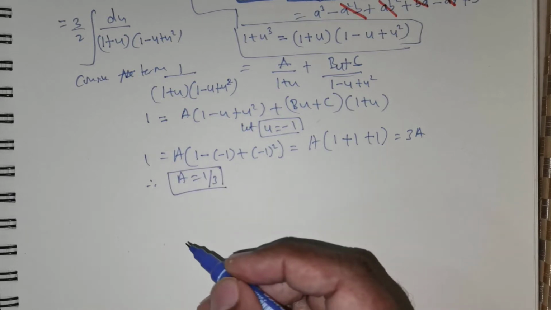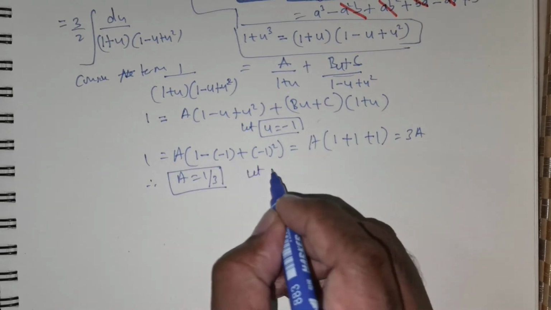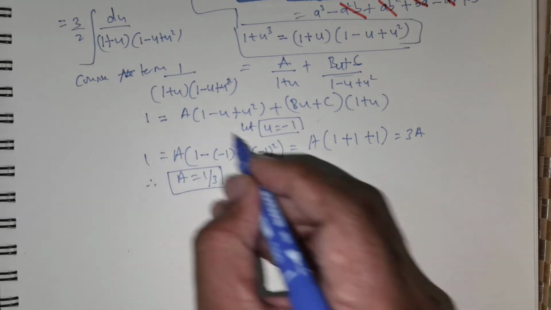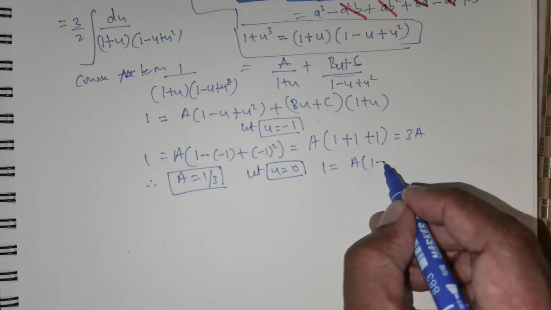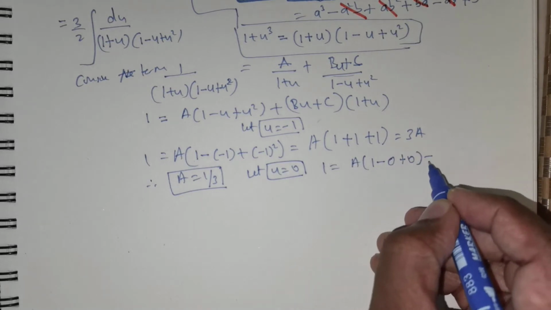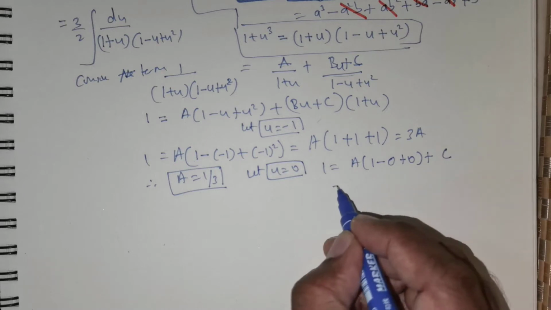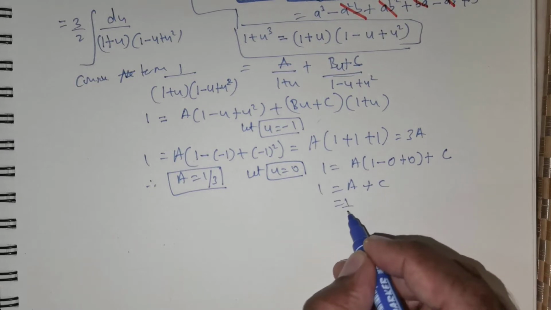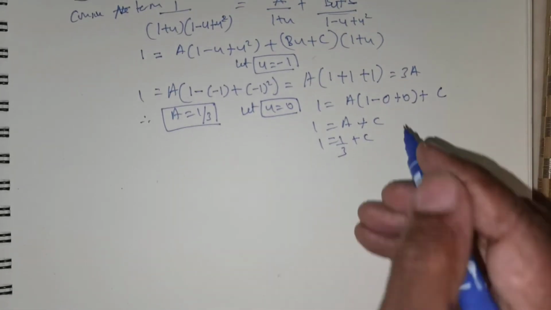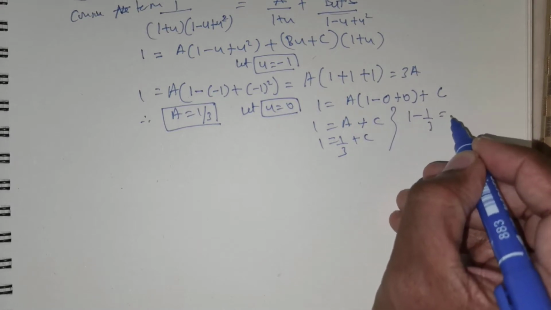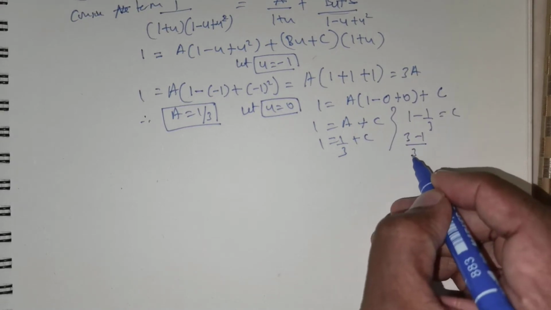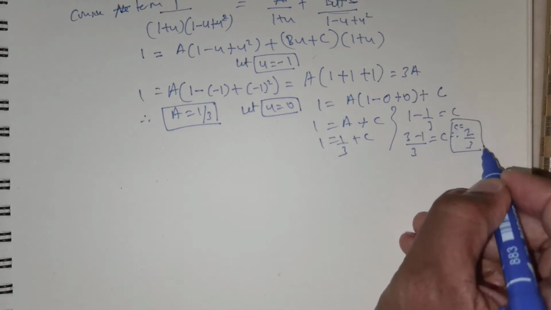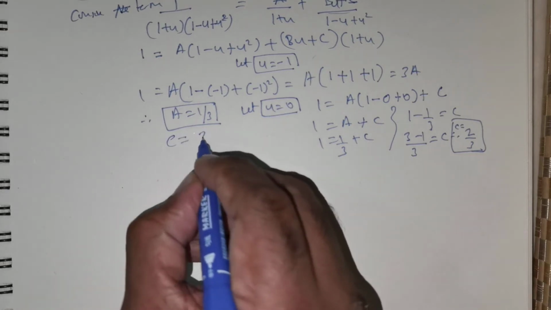So we got that. Next I will take u to be equal to 0. So this is off. So I'll get a c. So 1 is equal to a times 1 plus c. So this is going to be a plus c, but a is 1 over 3. So 1 over 3 plus c. So from here 1 minus 1 over 3 is equal to c. So 3 minus 1 over 3 is equal to c. Therefore c will be 2 over 3, right? So we can write that down. C is equal to 2 over 3.